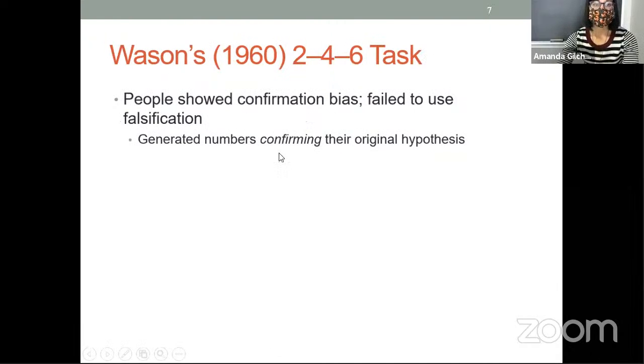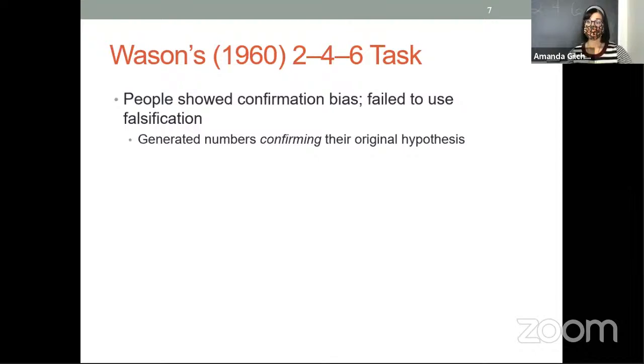So this is Wason's 2, 4, 6 task. People show confirmation bias. They select items that fit, they give list items that basically seek to confirm the rule that they have in their mind. They fail to use falsification. And they largely generate numbers that confirm the hypothesis about the rule.